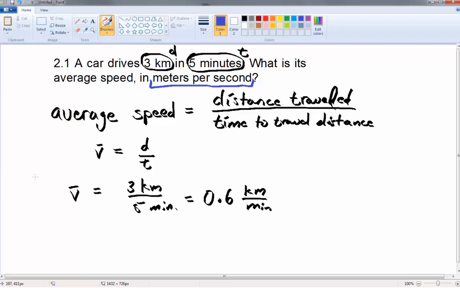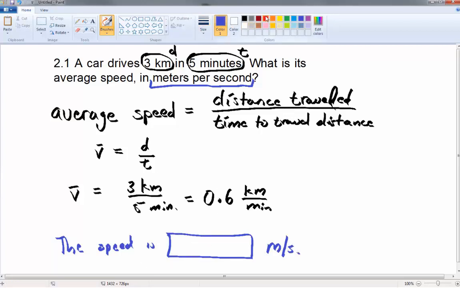If you are watching this because you're an online student, for example, you know that when you take a quiz, the questions are going to typically ask what is the speed in meters per second. So you've got to be able to imagine that the answer says something like the speed is blank meters per second. You can't just put 0.6 as your answer, because that is not the correct answer if we want it in meters per second.